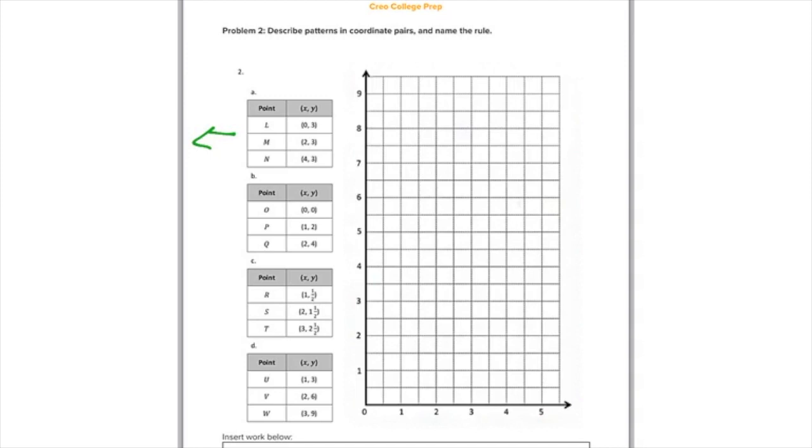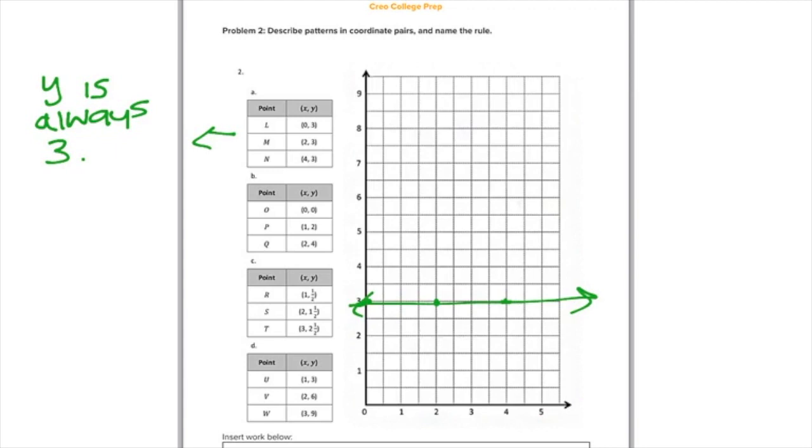Sometimes it's bigger, then it's smaller. Y is always the same. That's your rule. Y is always 3. That's okay that that's your rule. And then you're going to plot it. And when y is always the same, look what happens. It's going to be a straight line. And what's your last one? 4, 3. So it's going to look just like this.